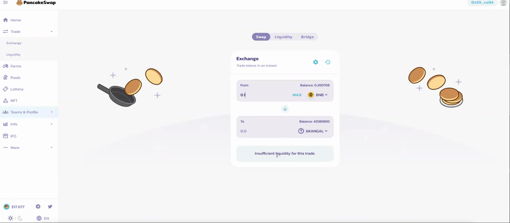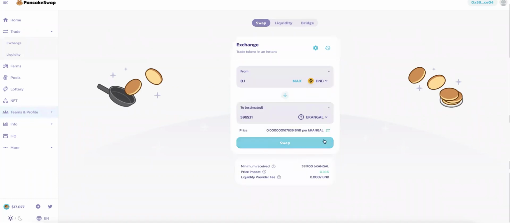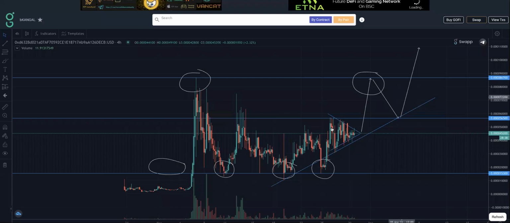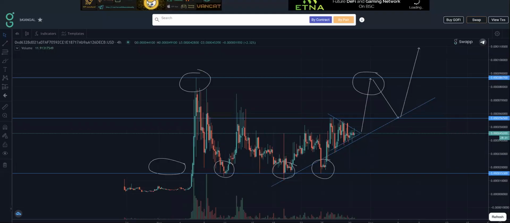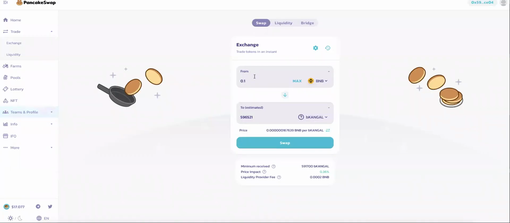So give this some time. This should disappear. Give it some time, because you can see here there's a lot of activity going on. So we know that there's liquidity for that trade. So we come here, Pancakeswap interface, and then we just swap the token.